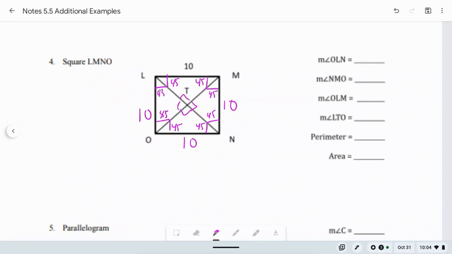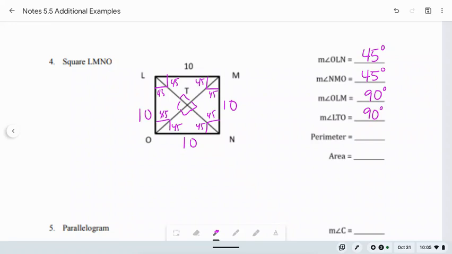So the first angle it asks for is angle OLN, and I already have that labeled as 45 degrees. Then the measure of angle NMO is the same, 45 degrees. The measure of angle OLM would be 90 degrees. The measure of angle LTO is also 90 degrees.